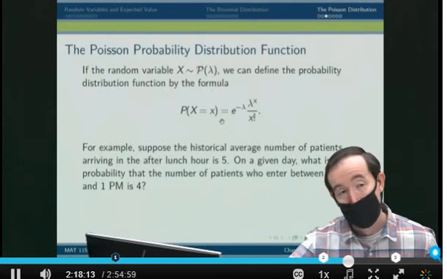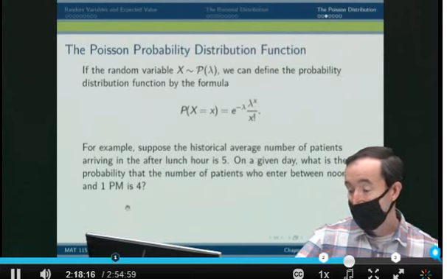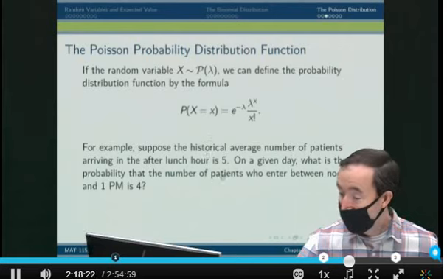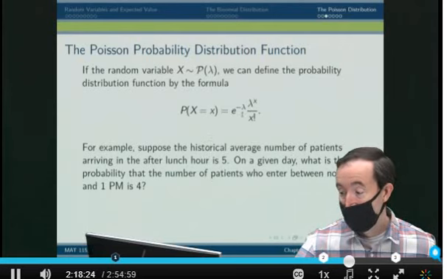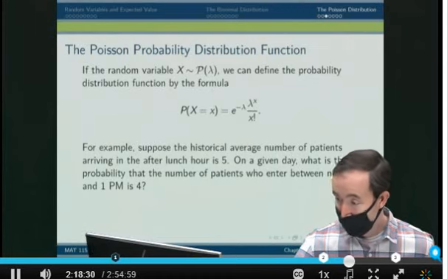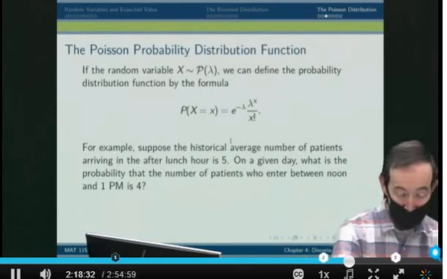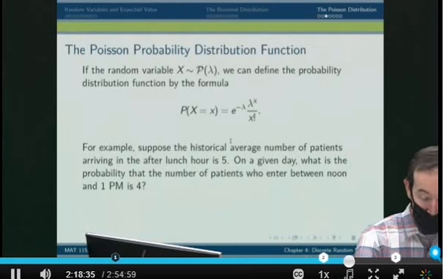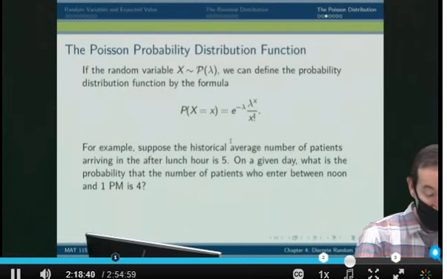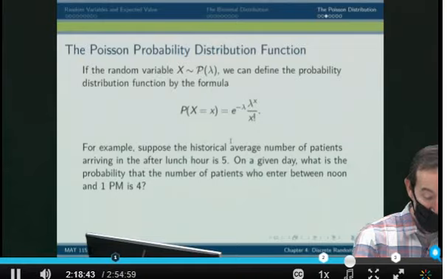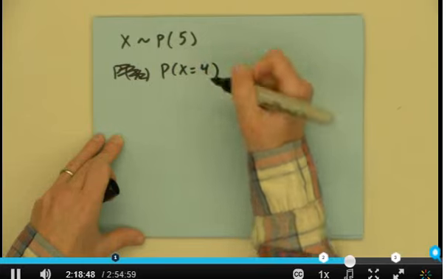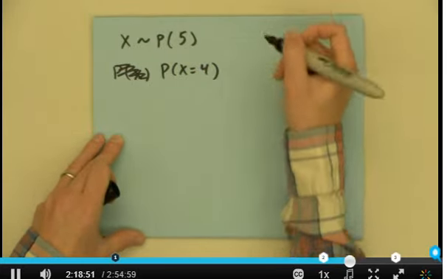Okay, well, how do I do it? I'm asking for the probability of exactly 4, so that's my little x. And on average, I see 5, so that's my lambda. That's what this letter is. It's the Greek letter lambda. So I have a Poisson distribution with lambda being 5, and I'm asking for the probability that it equals 4.